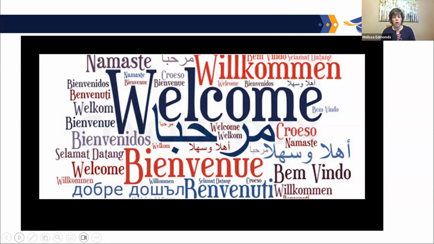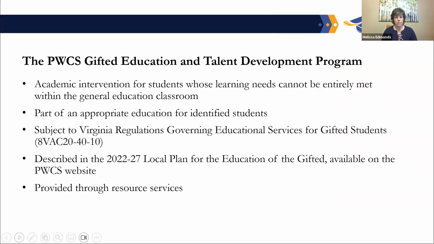Our plan tonight is to talk about the gifted identification process in Prince William County Schools. First, let me give you a little bit of context. Gifted education services are academic interventions, just like services for English language learners or for students who receive special education services. That means these are services that are provided to those students who need them, students for whom the regular classroom cannot entirely meet all of their learning needs.